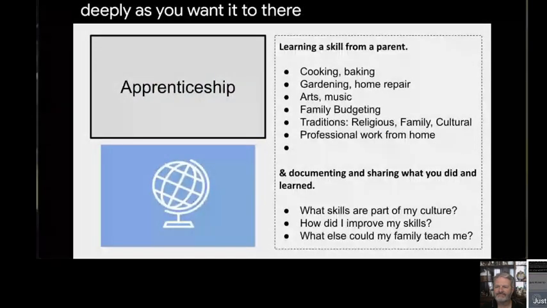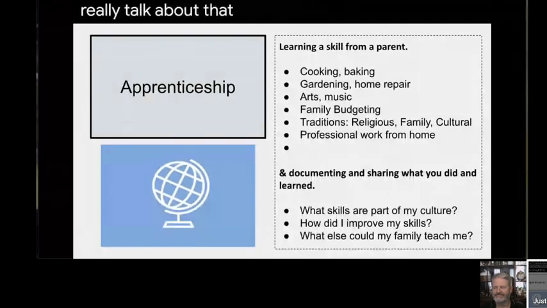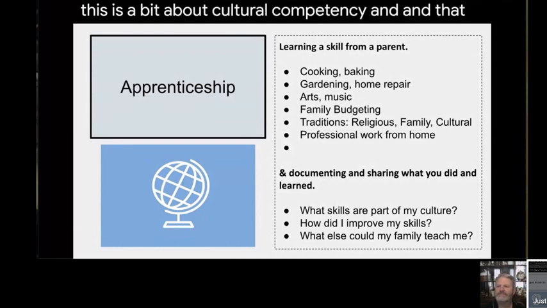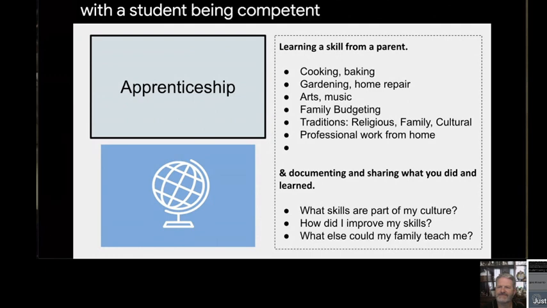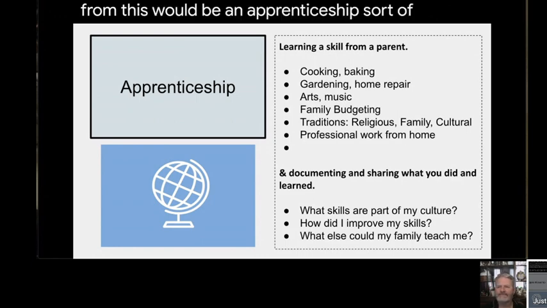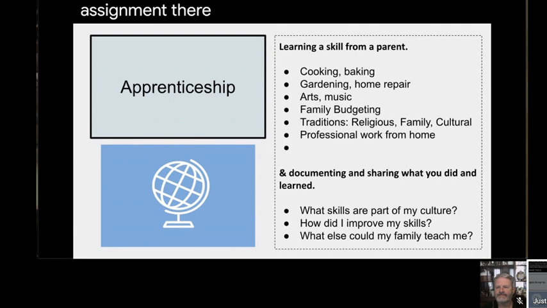Finally, and here we'll really talk about families as funds of knowledge. And this is a bit about cultural competency, and that is with a student being competent within their own culture and having an appreciation for where they're from. This would be an apprenticeship sort of assignment. There are many skills that parents could teach, and these might not be skills, but also family traditions or knowledge or the history of a family or stories. It might even include professional work from home.